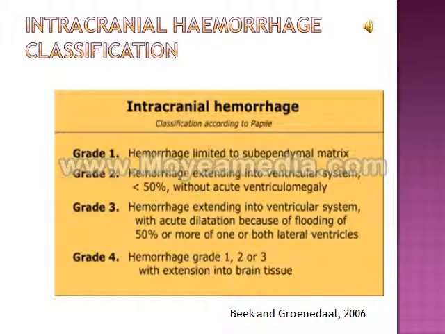Intracranial hemorrhage classification according to Papile. Grade 1 is hemorrhage limited to subependymal matrix. Grade 2 is hemorrhage extending into the ventricular system, less than 50% without acute ventriculomegaly. Grade 3 is hemorrhage extending into ventricular system with acute dilation because of flooding of 50% or more of one or both lateral ventricles. Grade 4 is hemorrhage grade 1, 2 or 3 with extension into the brain tissue.